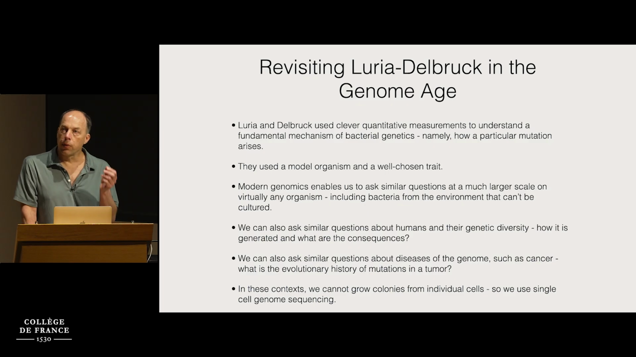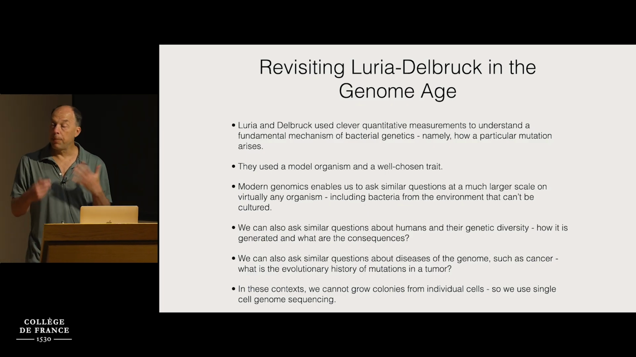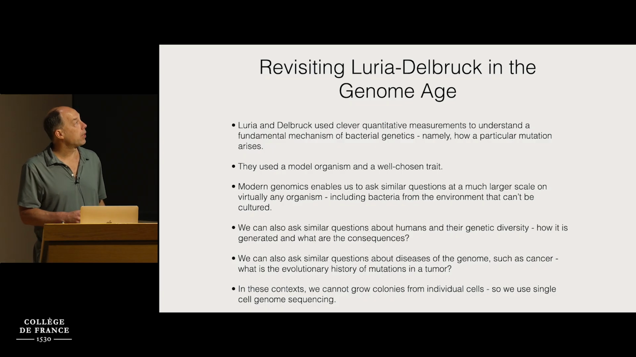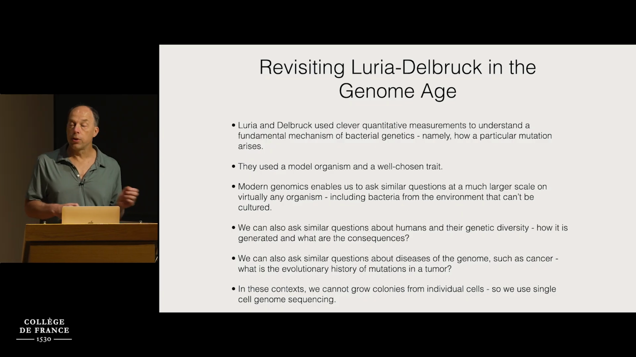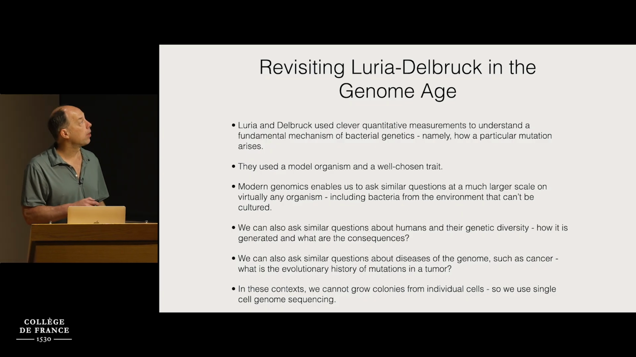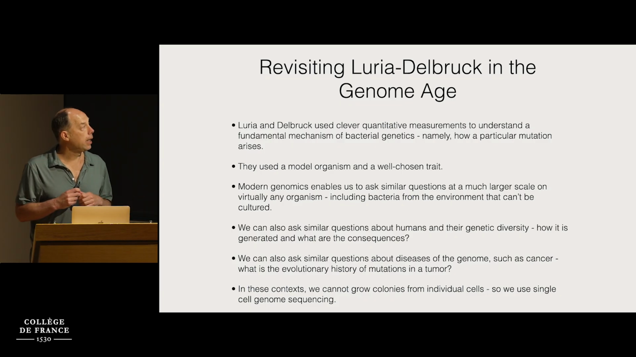And in the rest of the talk, we're going to revisit that theme, but now in the genome age, where we have the power and the ability to sequence lots of DNA. So they had a very clever way to do this using a model organism, a well-chosen trait, and they didn't need a sequencer to get the answer. They got it from growing up the bacteria and looking at colonies. But now we can ask similar questions at a much larger scale for virtually any organism, including humans, and that's what we're going to talk about.